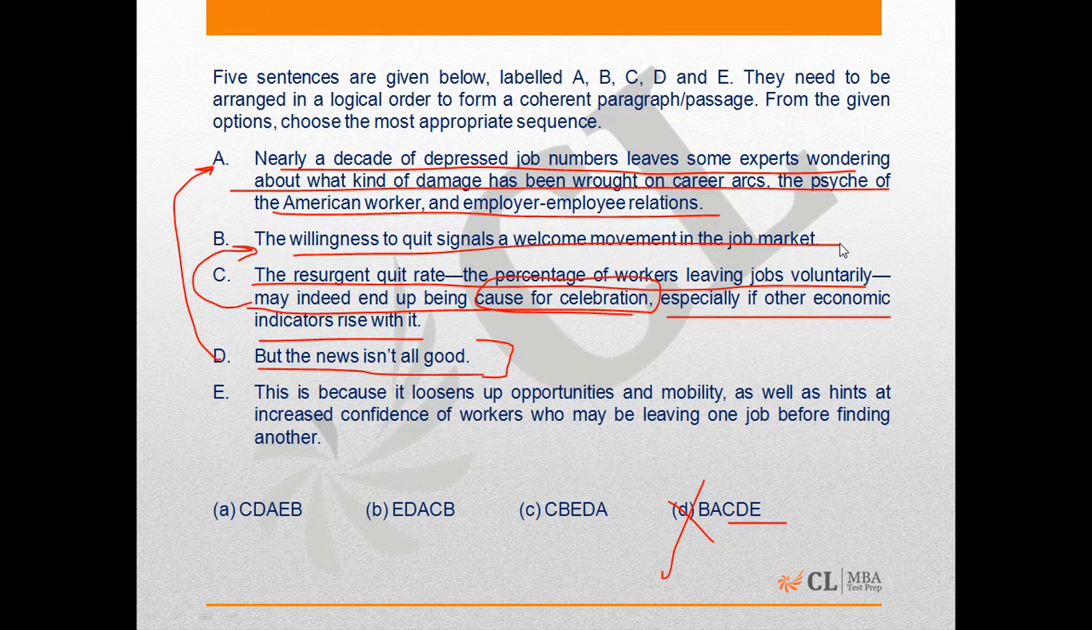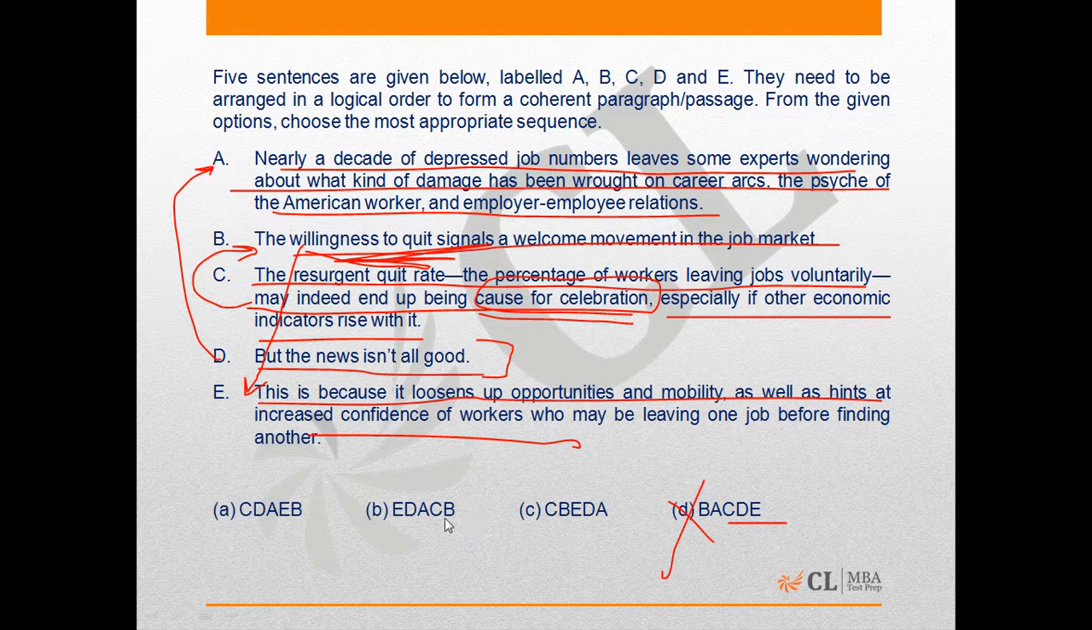So basically, option C explains the quit rate and introduces it as a positive sign, and B carries this topic forward by focusing on the job market. And E now takes this idea even further, telling us that this is because it loosens up opportunities and mobility, as well as hints at increased confidence of workers who may be leaving one job before finding another. So this is basically explaining to us why this particular willingness to quit is a good thing here.